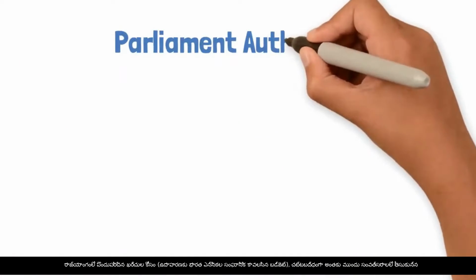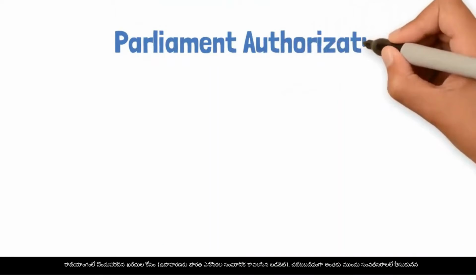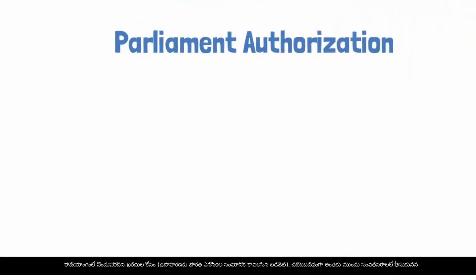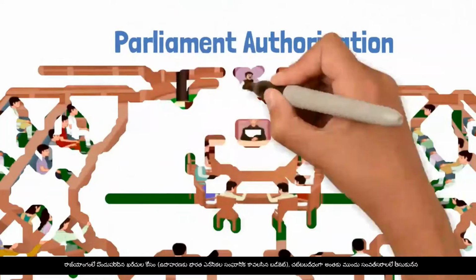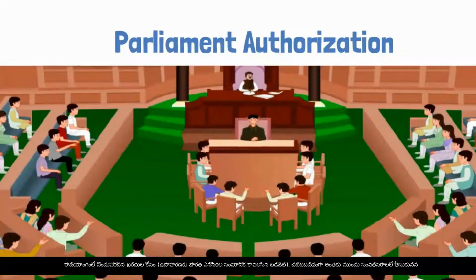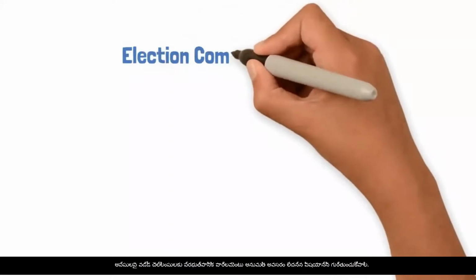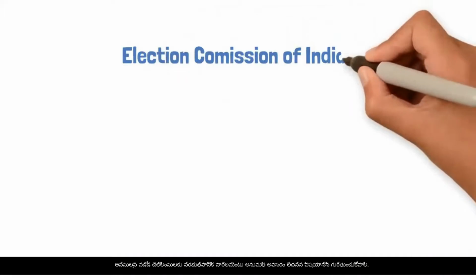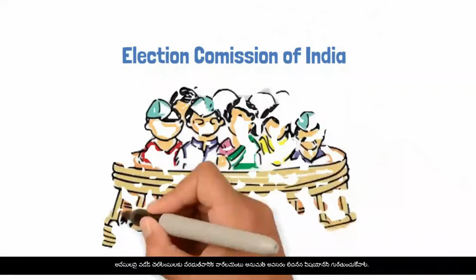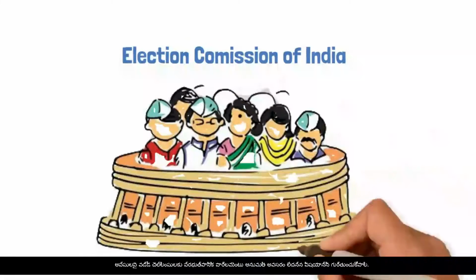A point to be noted is that the government does not need Parliament's authorization to fulfill the expenditure requirements for all kinds of constitutional provisions, like the budget for the Election Commission of India, and for meeting all legal commitments, like paying interest for its borrowing in the previous years.